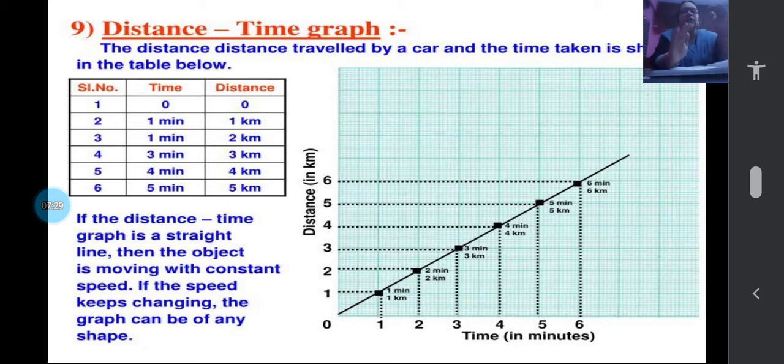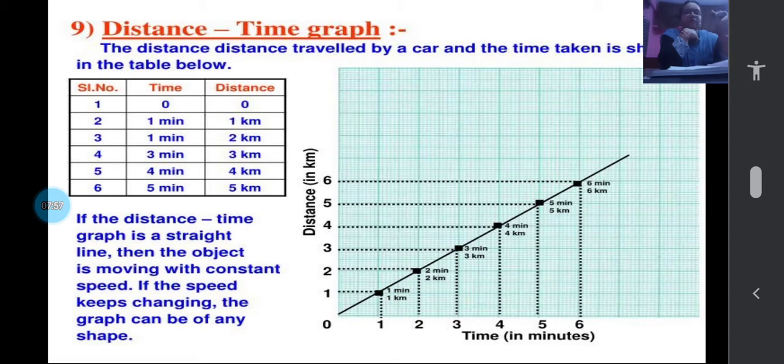Now clearly observe the same data here also in a colorful way. 1 minute, 1 kilometer. After that it is 2 minutes, 2 kilometers, then 3 minutes, 3 kilometers, children. Slowly 1, 2, 3, 4 like that, and the distance is also changing. That is what we have to plot.